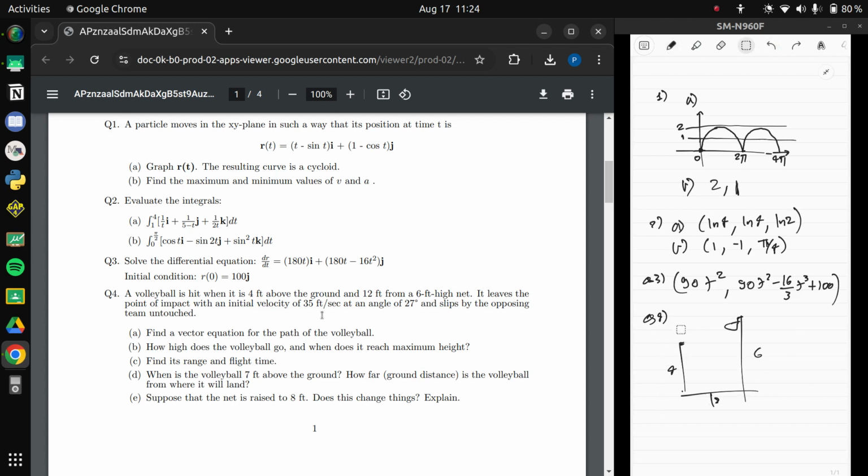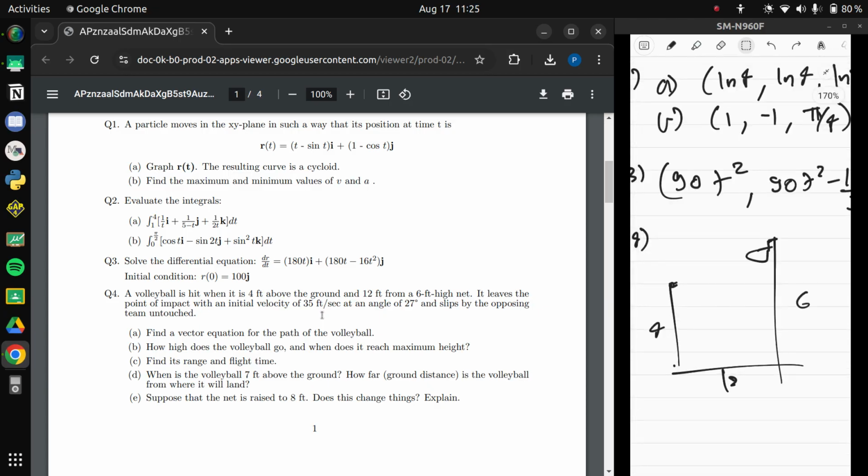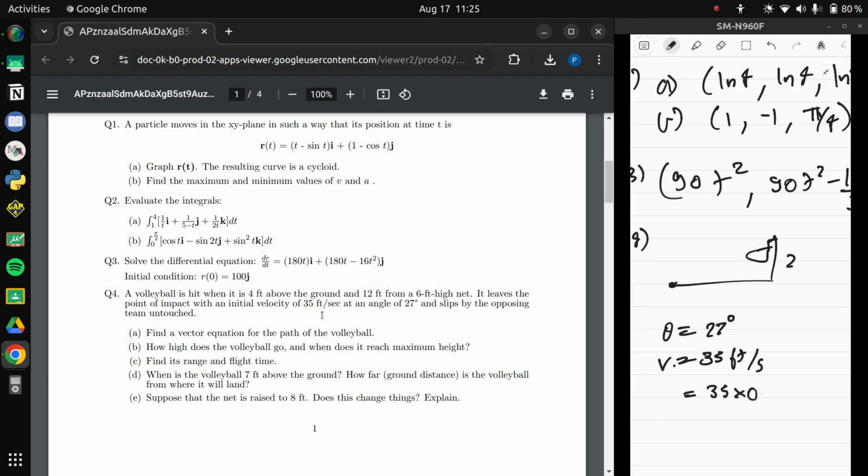So I'm just going to reduce everything by 4, so this thing will be 2 essentially. It's 27 degrees up, right? It leaves the point at 35 feet per second and 27 degrees. So our theta is 27 degrees. Bad, but whatever. The velocity is 35 feet per second. What is that in meters? We will have to convert. One foot is like 30 centimeters, so this would be something like 35 times 0.3, I suppose.